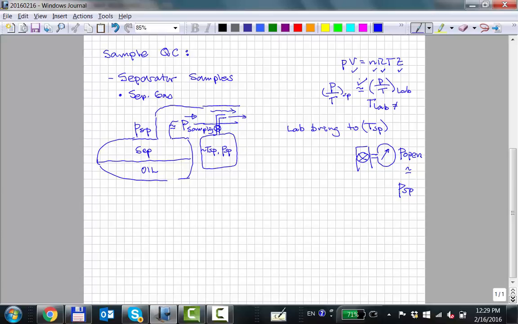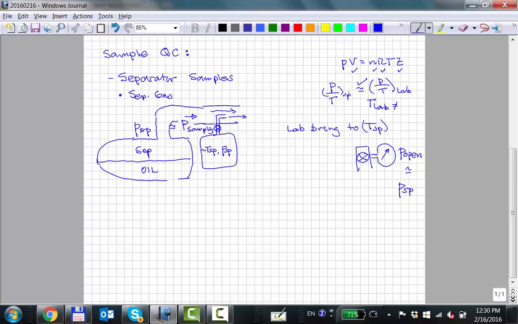Now, if the temperature was cold enough, you might be condensing some liquids out. So some of the moles are actually liquid, and it won't have the same pressure because you'll lose some pressure as those compounds become liquid. So you have fewer moles as a gas phase, and the pressure could be a little bit low. That's really why you should try to have them bring the temperature to the separator temperature. Okay, so that's the first QC.